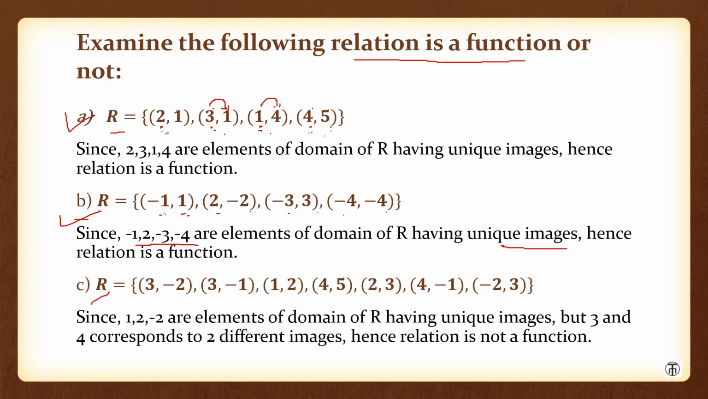Next is R equals (3, -2), (3, -1). So 3 has image -2 and this 3 has image -1.